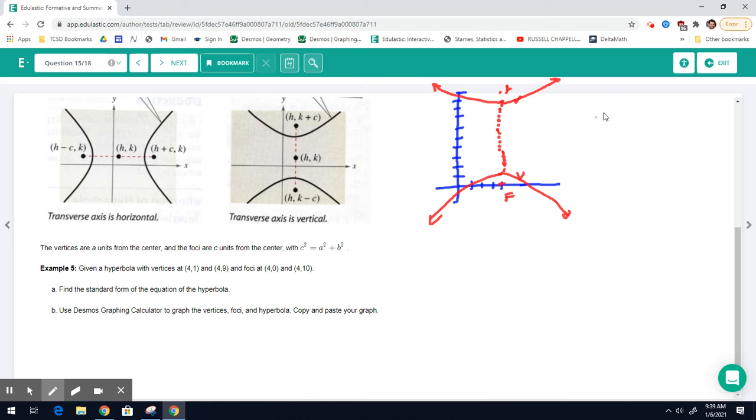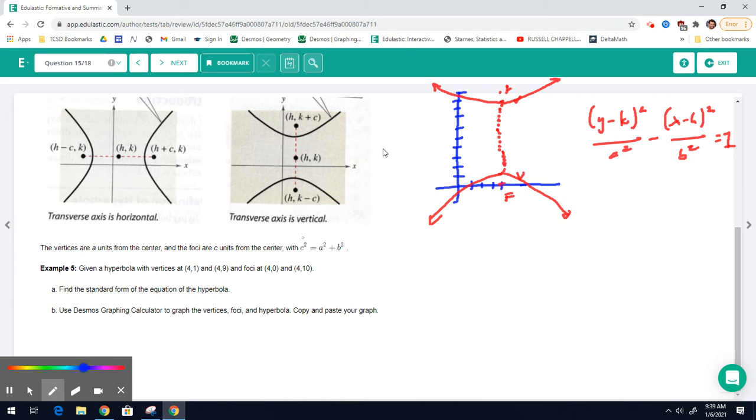So your formula is going to look like this, right? It's going to be y minus k squared over a squared, minus x minus h squared over b squared, equals 1. Okay. So that's our formula. So we need h and k, which is our center, which we can find. We need a, and we need b, which we can find as well. Okay, so first let's go on h and k.